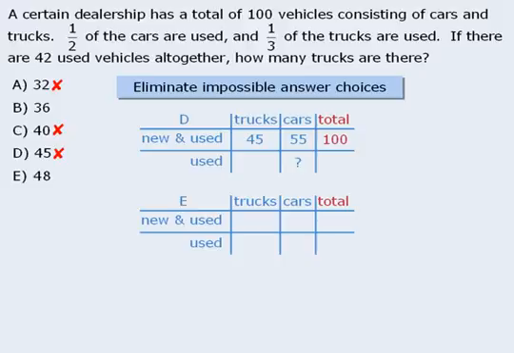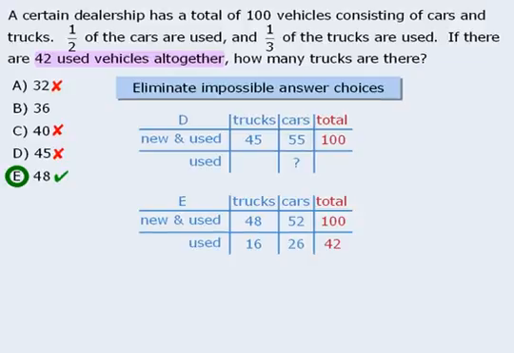Let's try answer choice E. This tells us that there are 48 trucks. Now, if there are 48 trucks, then there must be 52 cars for a total of 100 vehicles. If 1/3 of the trucks are used, then there are 16 used trucks, and if 1/2 of the cars are used, then there are 26 used cars. Using these values, we see that there is a total of 42 used vehicles, which matches the condition in the question. As such, the answer to this question is E.